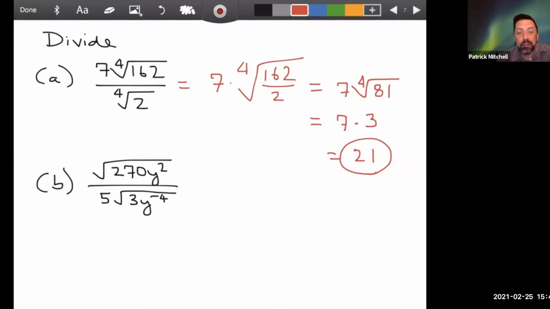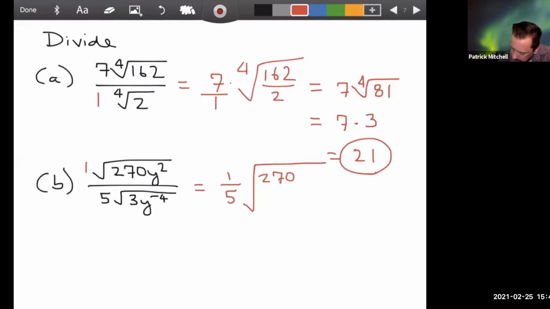All right, just be careful with that 5 on the bottom. The 5 on the bottom is really a 1 over 5. The difference between that and what's on top is if you put a 1 here, then you can think of that as 7 over 1. Down here, the 1 would go there and it would make the coefficient 1/5. Okay. And by the quotient rule, the radical part is equal to the square root of 270y squared over 3y to the negative 4.